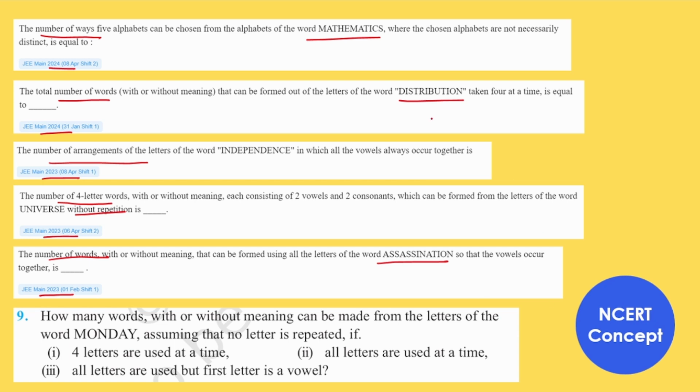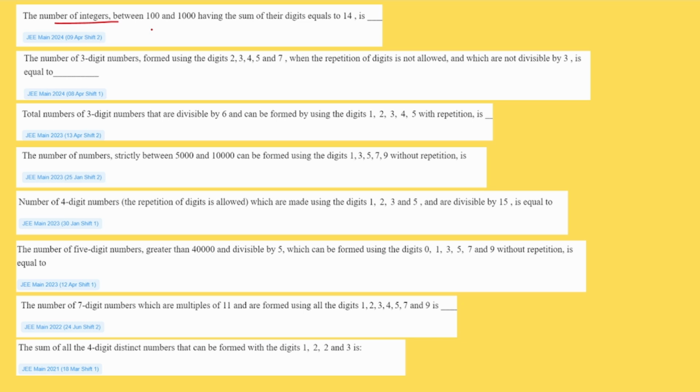And this is again an NCERT concept, where the number of words, with or without meaning, that can be formed from the word Monday, assuming no letter is repeated, if certain conditions are given. All of these are NCERT kind of questions. Then you have finding the number of integers between certain numbers, the number of 3-digit numbers, with certain conditions given. In 2024 they've asked this question. Again, total numbers divisible by, again with certain conditions, 2023 of JEE Main.